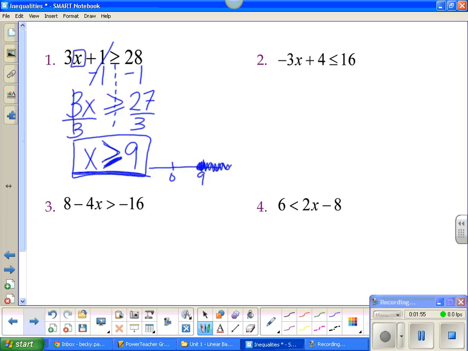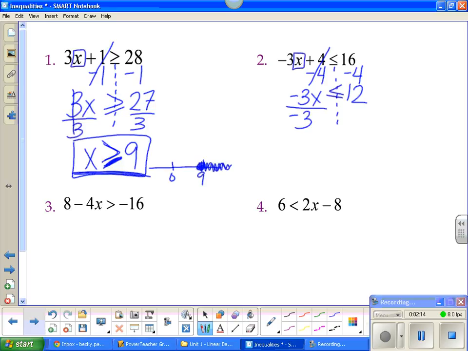On number 2, here's your wall. To solve for x, I'm going to first subtract the 4. So I have negative 3x. I bring down my less than or equal to sign. 16 minus 4 is 12. Okay, now we are getting ready to divide by negative 3.